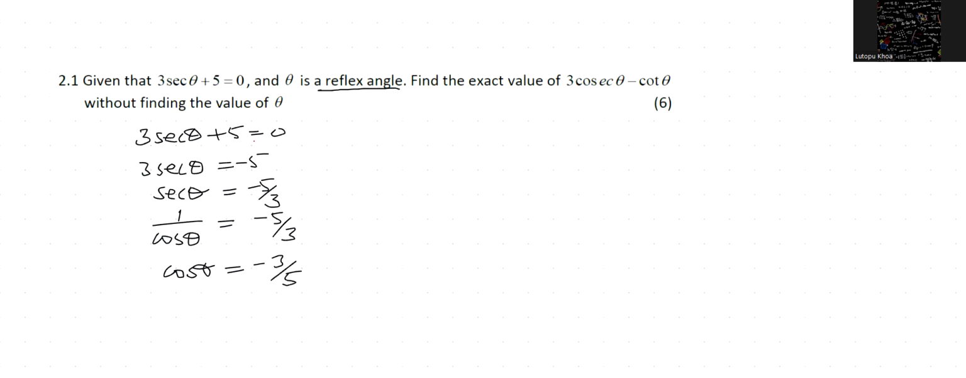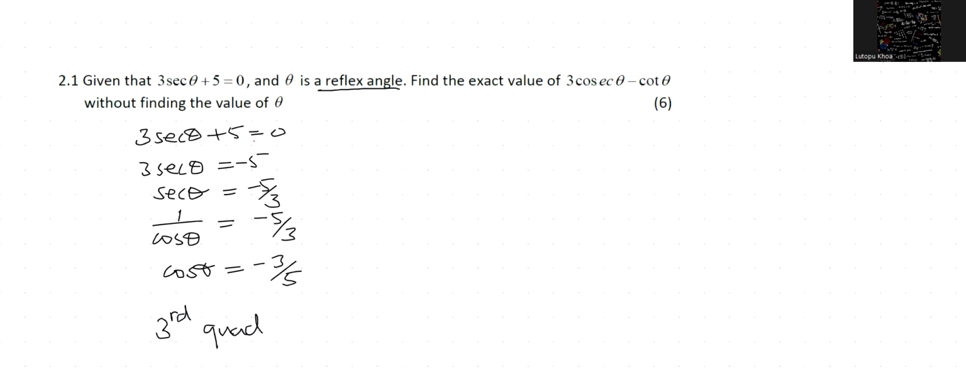Now here, we can see that cos theta is negative, and cos is negative in the second or the third quadrant. But here we are told that theta is a reflex angle. That means it's greater than 180. So we need cos to be negative and for our angle to be greater than 180. So that can only be in the third quadrant. Okay, so it's important to read these questions correctly. That's how you come up with all of this.